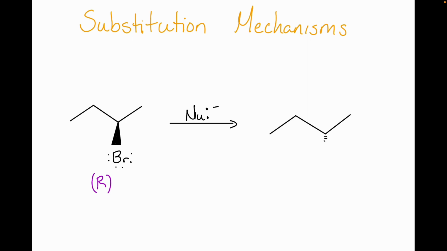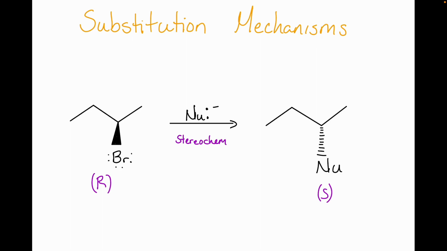Okay, and that stereospecific product had an inversion in its stereochemistry. So I started out with the R, and now I have the S enantiomer. Okay, so we've seen this before, substitution reactions that flip dashes to wedges or wedges to dashes. We say that there is a stereochemical inversion. And again, this was starting out with a secondary alkyl halide.